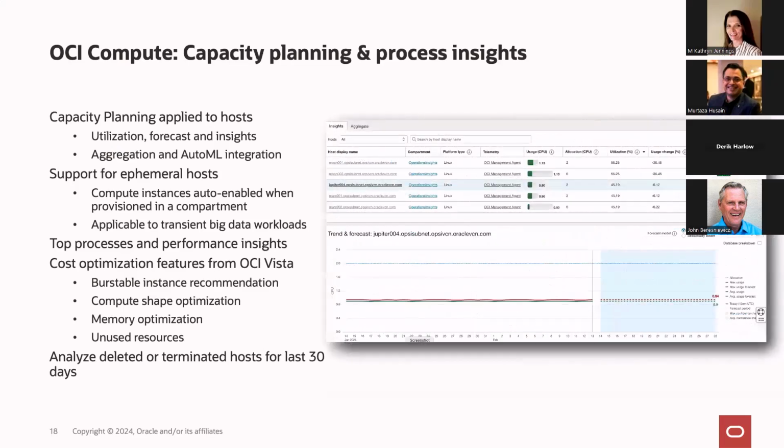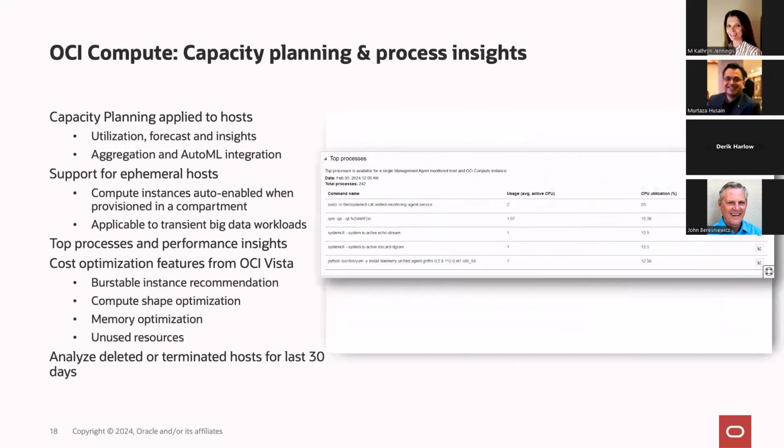We also have pretty comprehensive insights across top processes, the processes and command names, and the CPU utilization happening across those processes, which is shown within this application.